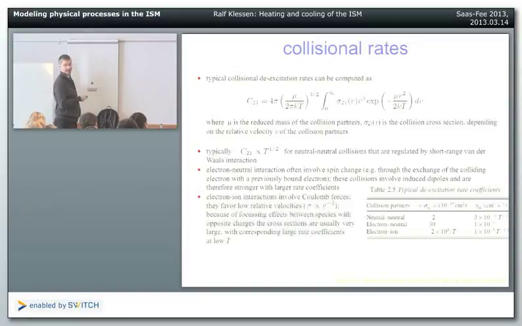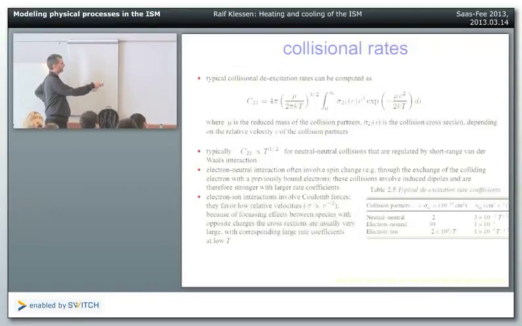Now we need to calculate the rates. So in order to calculate the rates, you have here the reduced mass of the system that you encounter in collisions. This is the temperature, so this is just the Maxwell-Boltzmann factor here. There is a cross-section, velocity squared, and there is the Maxwell-Boltzmann factor of the velocity.